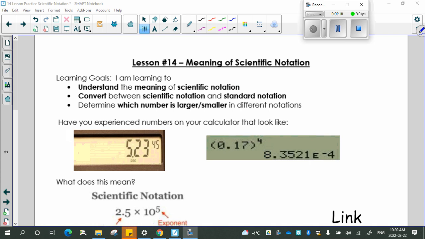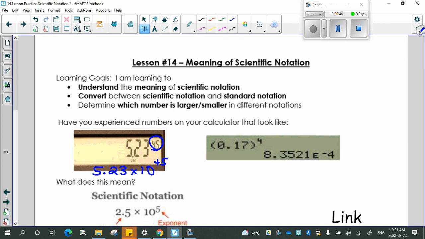Okay, and so start off by saying, and Lily just brought this up, has anyone ever seen this kind of number on your calculator? Where you see a number and then a tiny little, it looks like an exponent of 45, but what that actually means is this huge number, 5.23 times 10 to the 45. It's so big that it can't fit on your calculator screen, so they write it like that for you.